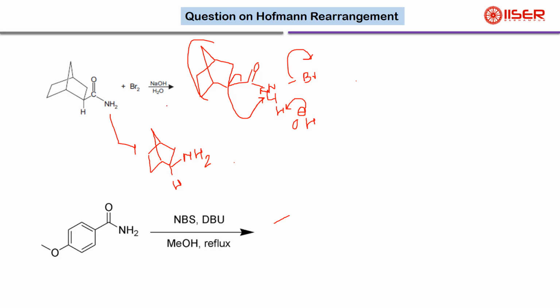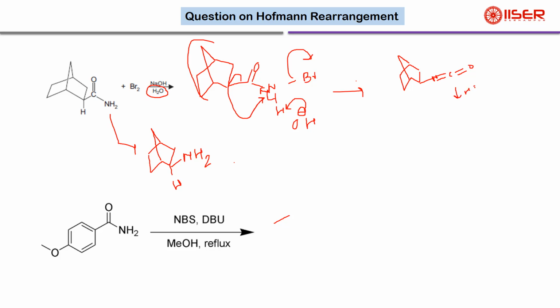Now just notice which type of solvent they have used. Here they have used acid and water. That's why as a product we get a carbamic acid, and through decarboxylation we will get amine.